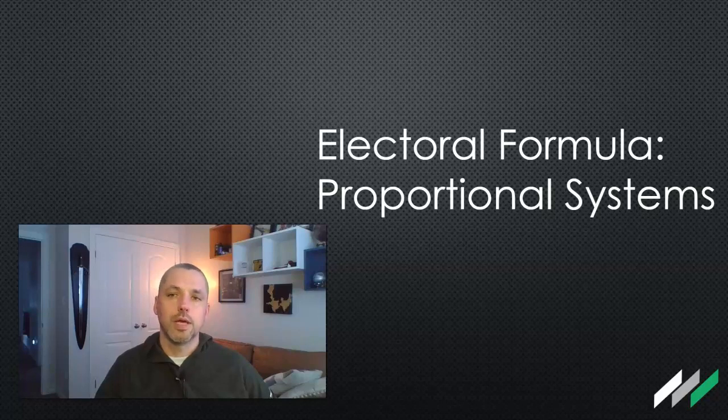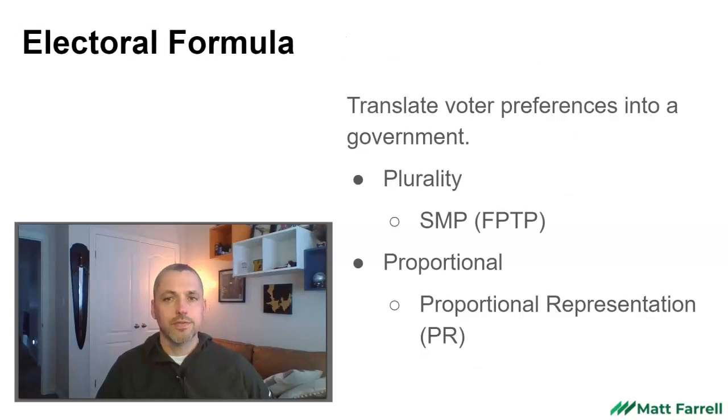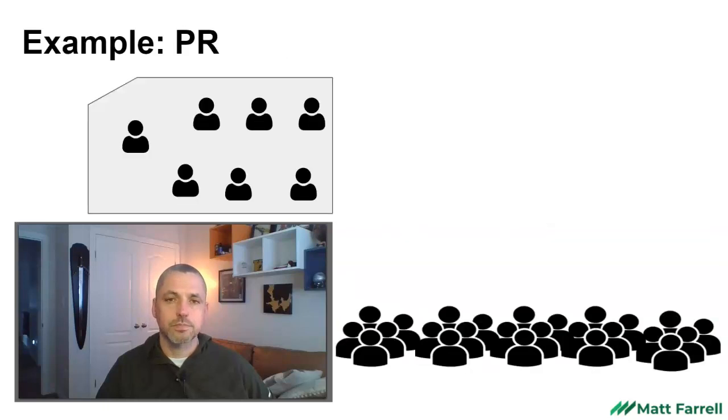In this video, we're going to look at proportional systems. The electoral formula is the calculation that needs to happen to take voter preferences and to turn them into some kind of government. There are different ways of doing that. There are plurality systems, such as single-member plurality, or first past the post, and there are proportional systems, such as proportional representation. In this video, we're going to introduce the idea of proportional representation.